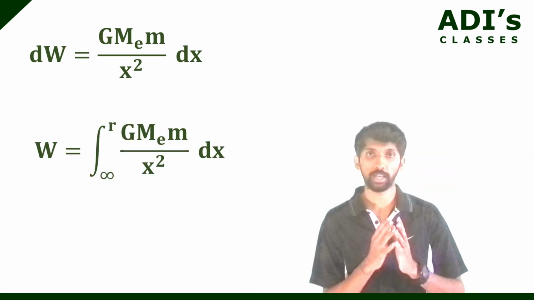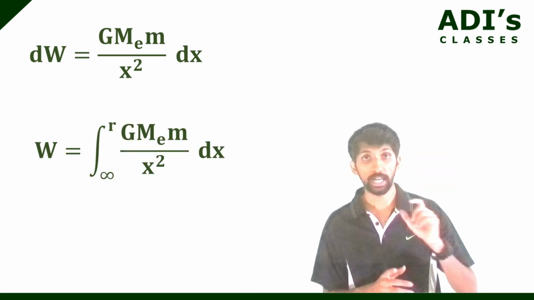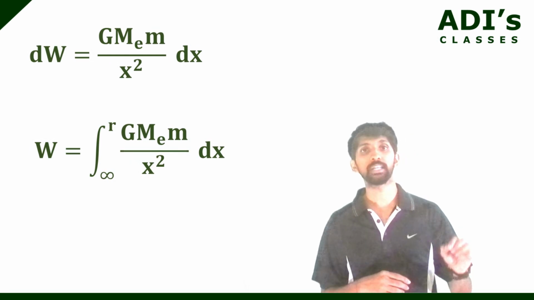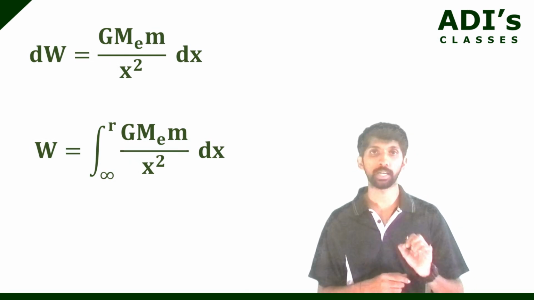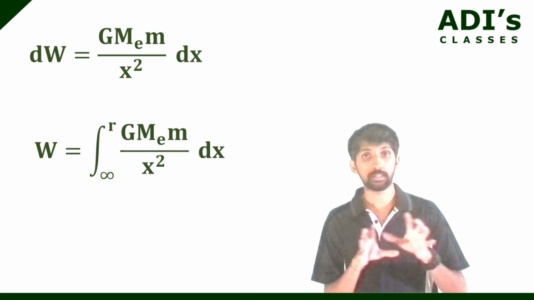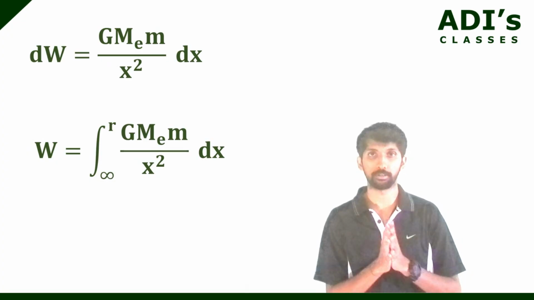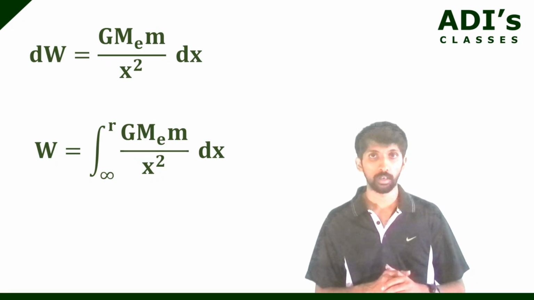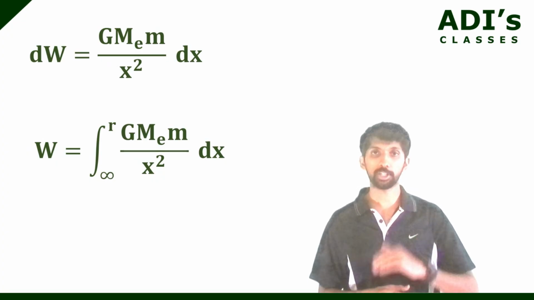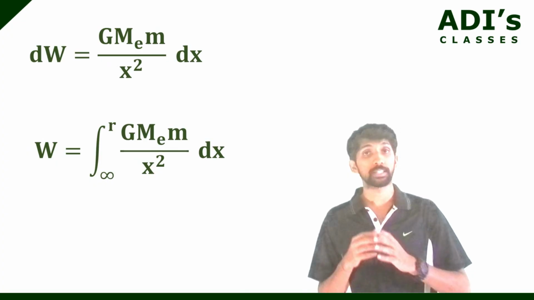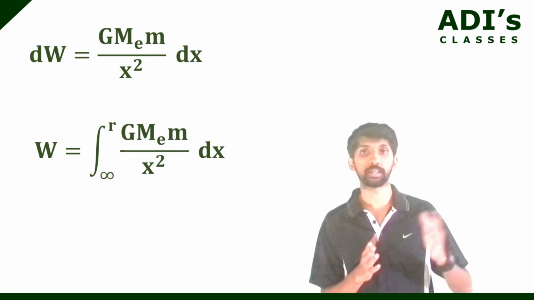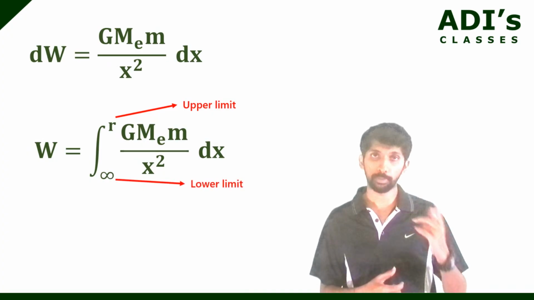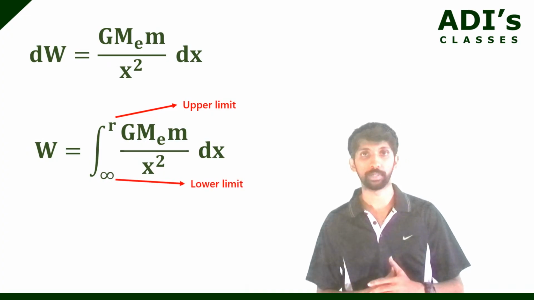So we have W equals the integral from infinity to r of G Me m by x squared dx. Let me tell you what this symbol and the r and infinity are. When you're integrating, we always have limits. A limit is from which point to which point we are going. We start at infinity and go to that point r. That's how we calculate the potential. So r is called the upper limit, infinity is called the lower limit.